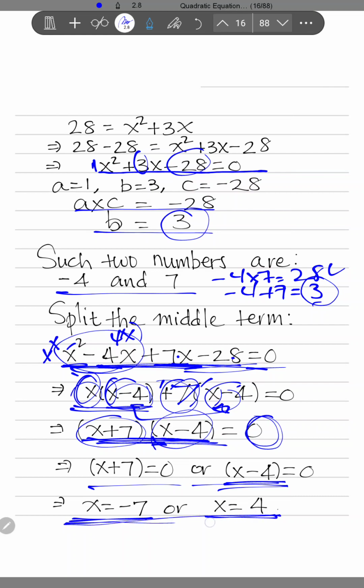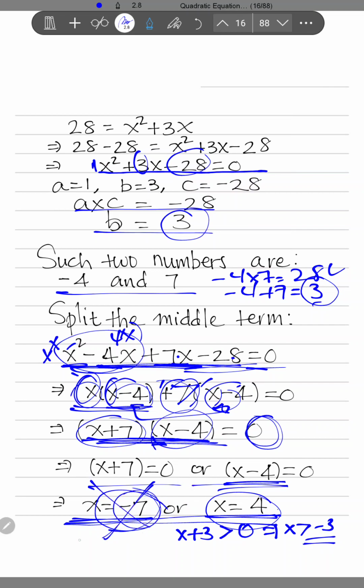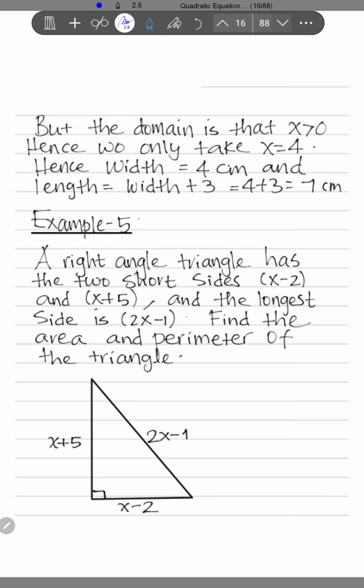Of these two x values, which one is in the domain? Remember, in our domain selection, x plus 3, which is the side length of the rectangle, has to be greater than 0, which implies x is greater than minus 3. But minus 7 is not greater than minus 3. So this is not a valid answer. Now we only pick x is equal to 4. The domain is that x is greater than 0, in fact x greater than minus 3. Hence, we only take x is equal to 4.